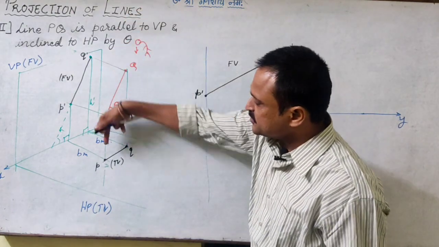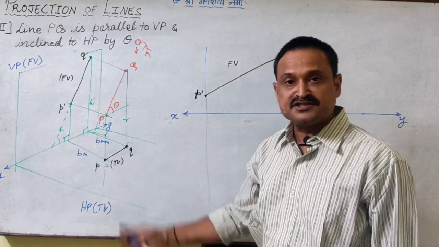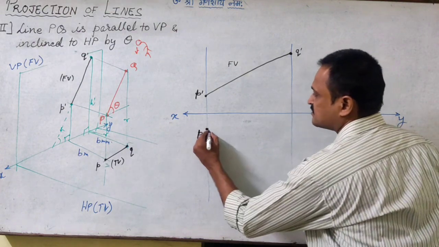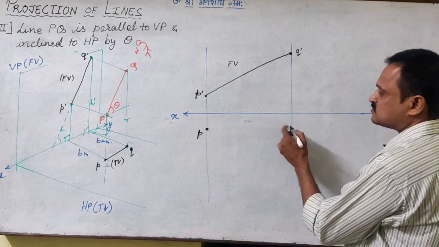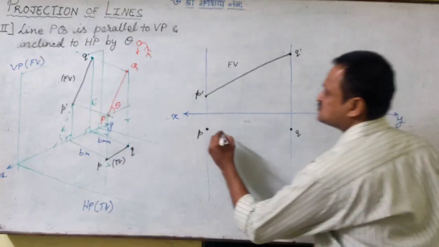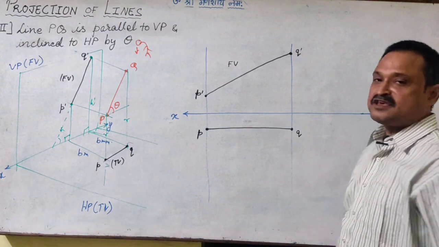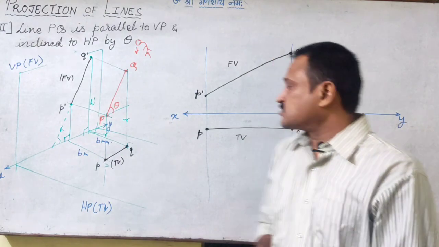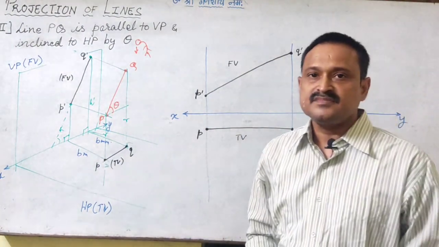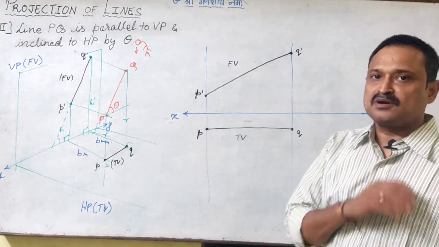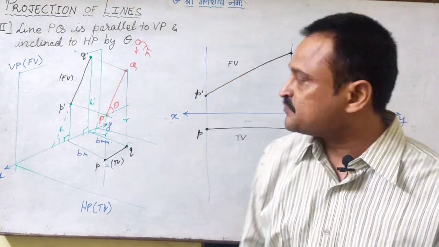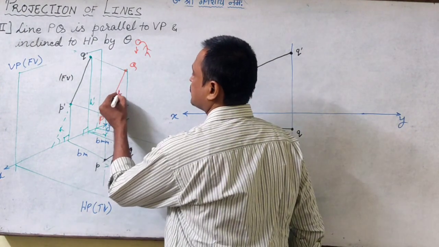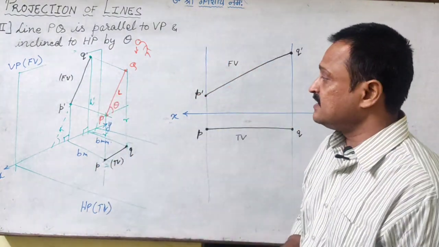Now when we are looking from the top, P and Q are at the same distance from the XY line. Say it is B millimeters, so I get the point P here, and Q is also B millimeters from the reference line, so I get PQ as the top view of the line PQ. Now let us talk about the length of this line. Let us say the length of this line is L.